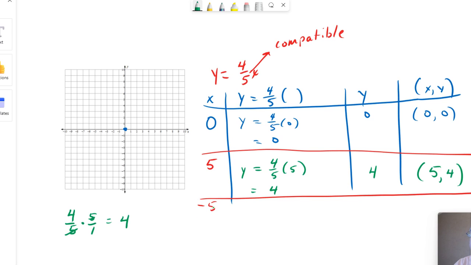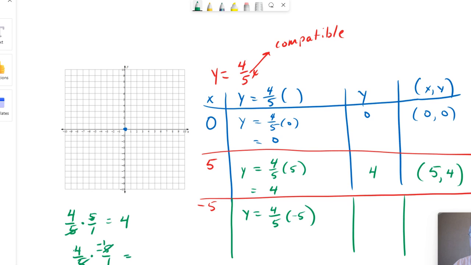And if I plug in -5, we'll get similar results here. I'm plugging in that -5. Looking at my side work over here, I'm going to have 4/5 times -5 over 1. This time it doesn't cancel, but it leaves me -1. 4 times -1 is -4, which gives me my third ordered pair of -5, -4.